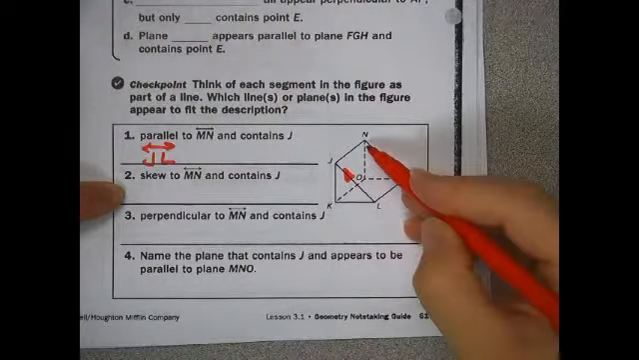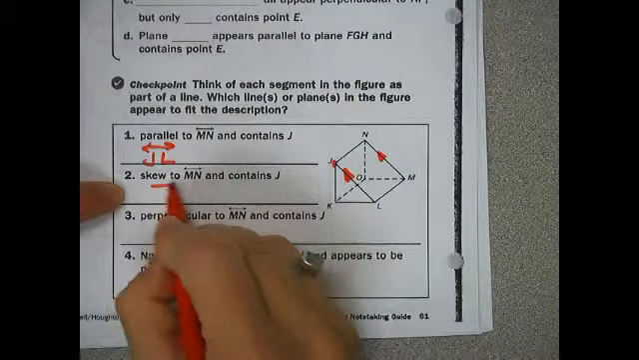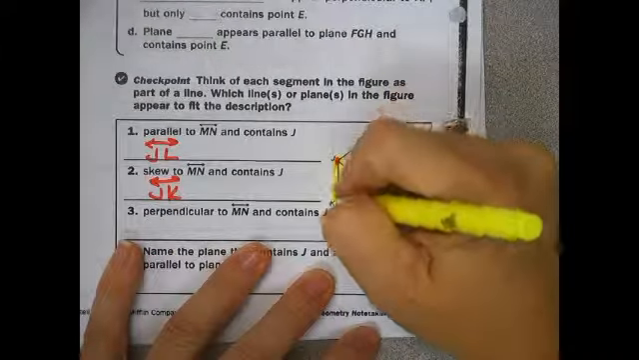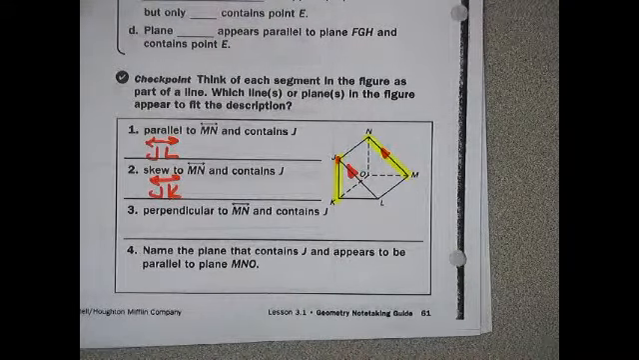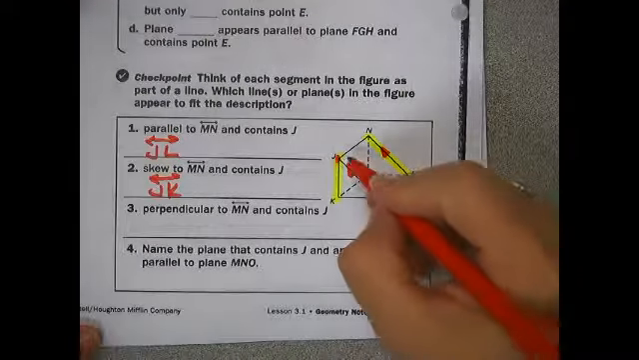If it's skew to MN and contains point J. Okay, so we need something in a different plane than MN but contains this point. That would be line JK. So I'm going to highlight here. These two are skew because they're in opposite planes, never going to intersect.